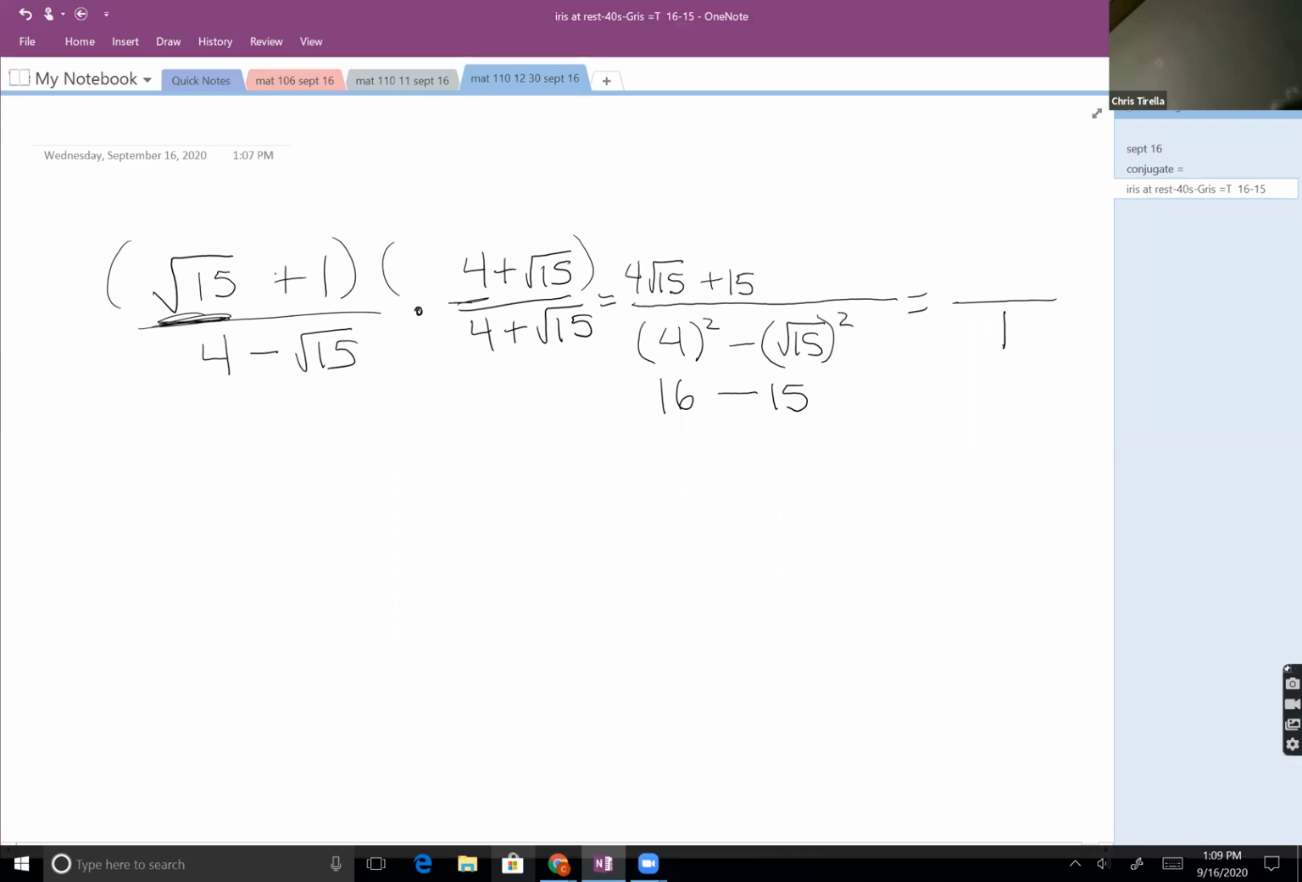Inner, 1 times 4 would give me 4. Last, 1 times radical 15 would give me radical 15. Like terms, 15 plus 4 is 19. 4 radical 15 plus 1 radical 15 is 5 radical 15. So my final answer is 19 plus 5 radical 15.